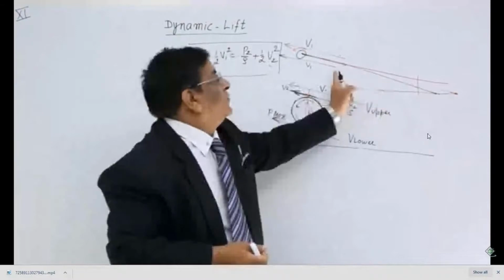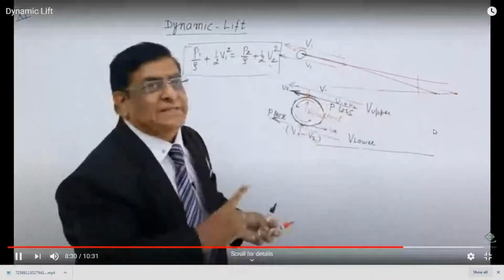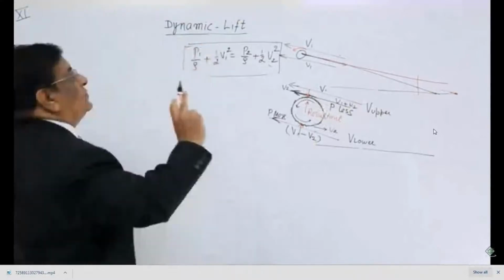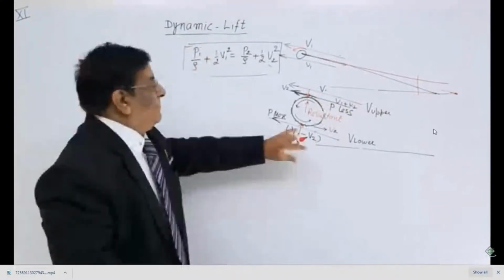So this is unexpected. And this is what? This is lift of the ball. And this lift is dynamic. Dynamic means due to motion. This is what happens when the ball is lifted up.